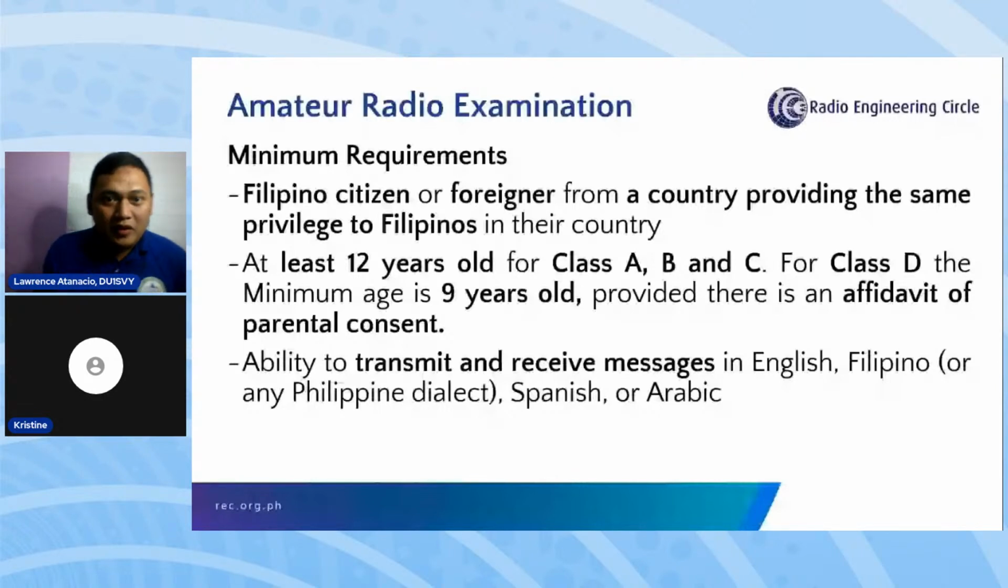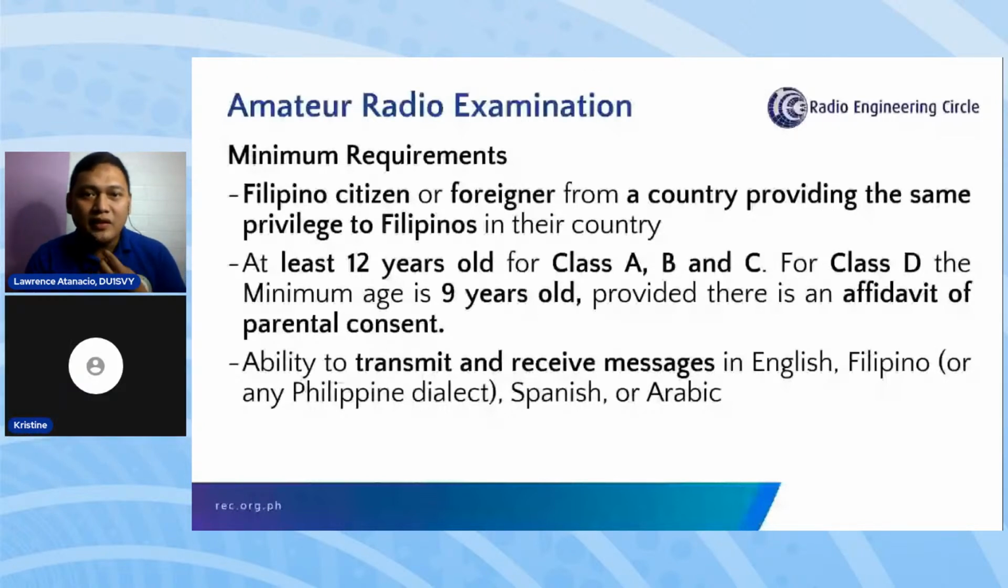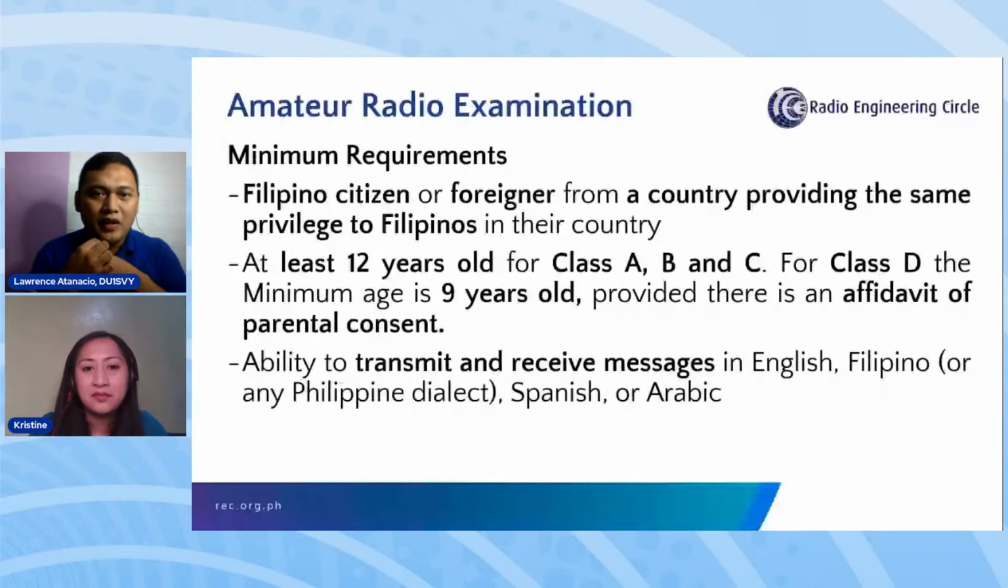Okay, the minimum requirements. Filipino citizen or a foreigner from a country providing the same privileges to a Filipino in their country. At least 12 years old for Class C. For Class D, the minimum age is 9 years old, provided that there's an affidavit of parental consent. And the ability to transmit and receive messages in English, Filipino, Spanish, or Arabic.